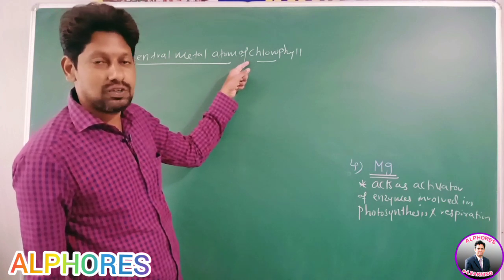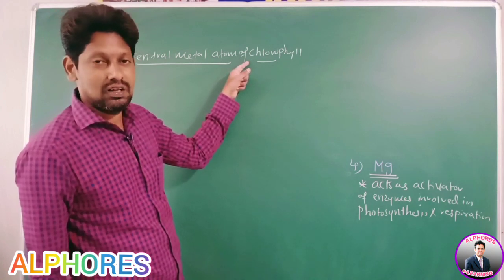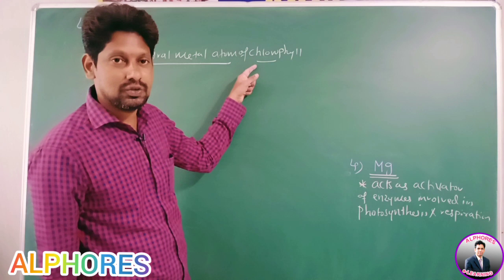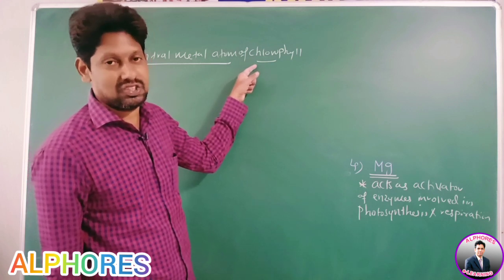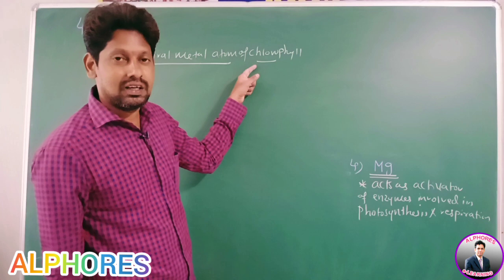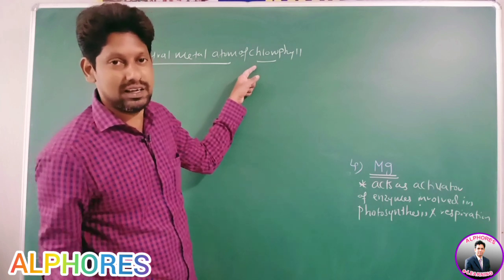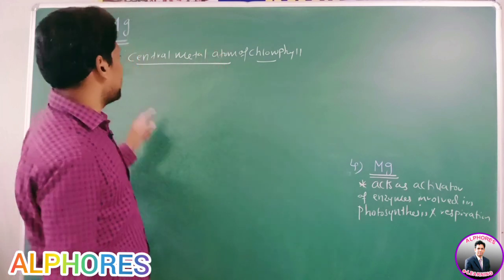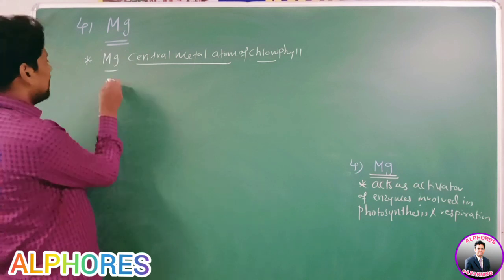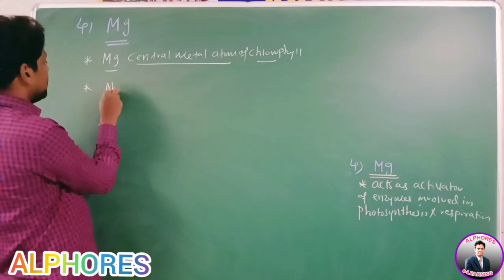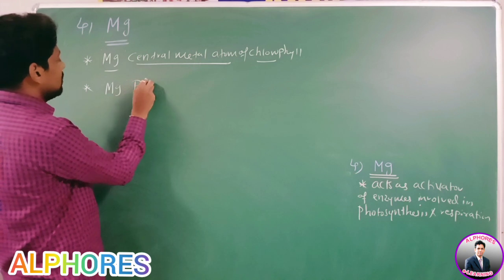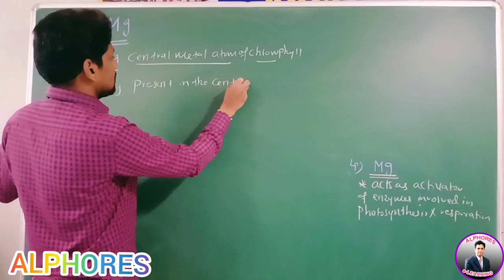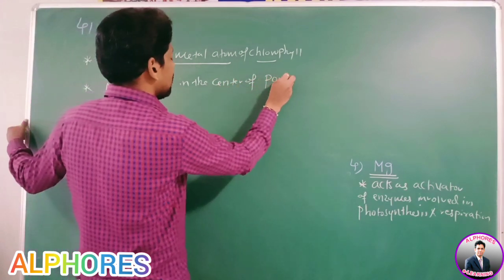Chlorophyll shows a tadpole structure with head and tail. What is that head called as? Porphyrin head. Sir, chlorophyll shows tadpole structure. Tadpole means with head and tail. That head of chlorophyll is called as porphyrin head. In the center of this porphyrin head, magnesium is present. Okay, therefore magnesium is present where, sir? Magnesium is present right in the center. Present in the center of what, sir?